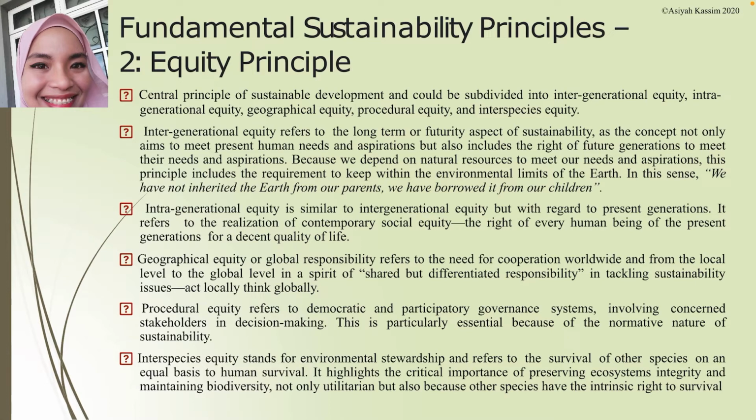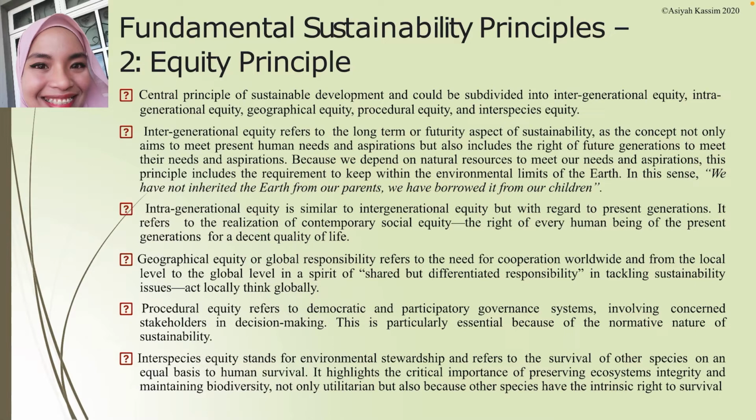So basically, intergenerational equity refers to the long term aspect of sustainability. So as this concept not only aims to meet the present human needs and also aspiration, but also it includes the rights of the future generation to meet their need.